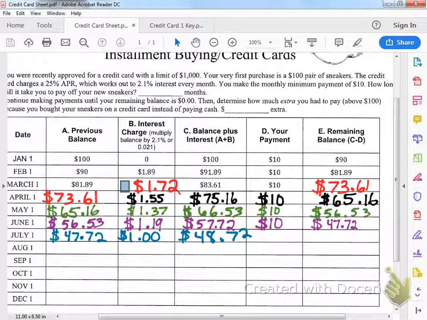From that, how much are you paying? $10. Every month you're paying off $10. That's the minimum payment. So now your balance is what? $38.72. Any questions?